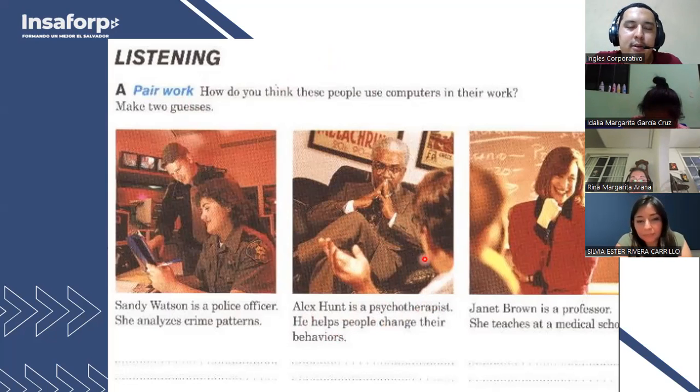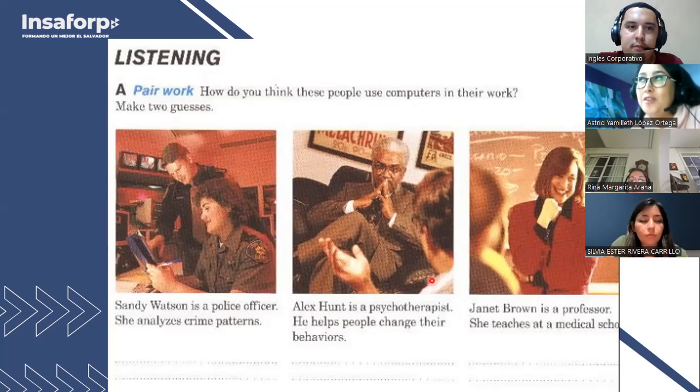Okay, what about the psychotherapist? How do you think he uses the computer? To make a psychotherapeutic test, to look for his or her patient file. Yeah, all the files nowadays are on the computer in a specific database. What else? To give an appointment. The therapist uses his computer to give appointments. Para dar citas, ¿verdad? Everything is digital nowadays.